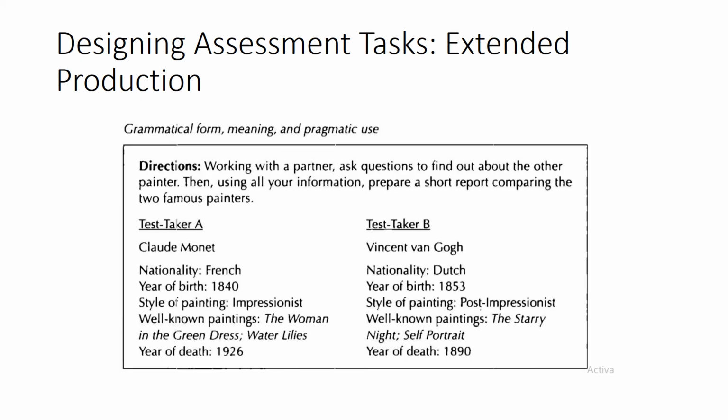Then, what else? Does it end here? Does it stop here? No. The teacher is asking them to do what? To prepare a short report comparing the two famous painters. So after they got the information from each other, each one of them should work individually in preparing a report to make a comparison between the two painters. So here you are assessing the grammatical knowledge of your students through two different skills. First, speaking, and then what? Writing.